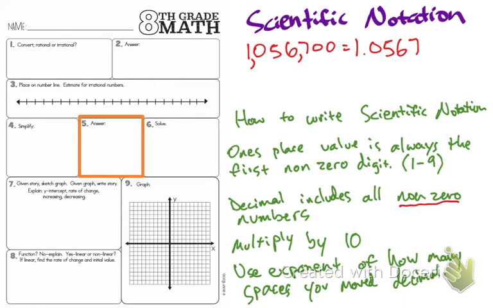We're still going to multiply by a factor of 10. And then we need to identify how many times we've moved the decimal to get this new number. In this case, we had to move our decimal 6 times. So we end up with 1.0567 times 10 to the 6th power.